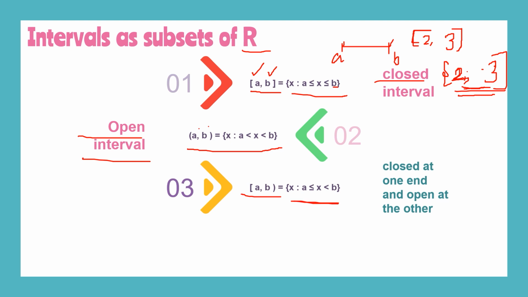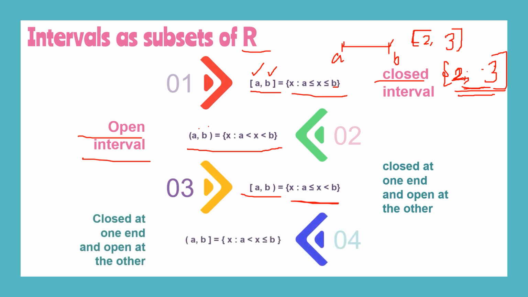It can be on both sides also. The closed side can be on the right side as well. One side can be open and one side can be closed. Here A is not included, so I will write the less than symbol. Here B is included, so we will write less than or equal to B. Got it, children? So these are the four ways of writing the intervals for real numbers: closed interval, open interval, one side open and one side closed.